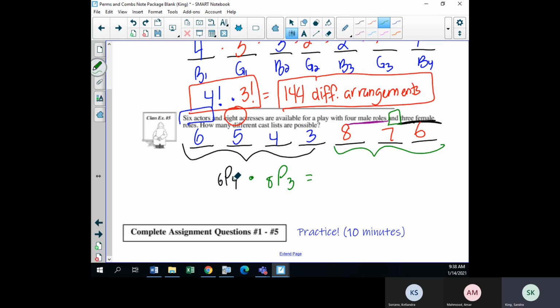The book said this is how I would have done it, right? You could do it this way if you see it, or you could do the fundamental counting principle, whichever you think is more intuitive to you. Either way, Angel, what are you getting for the answer? 120,960.